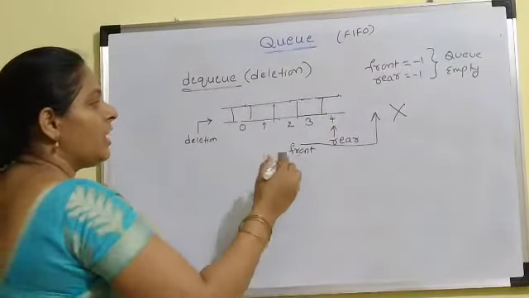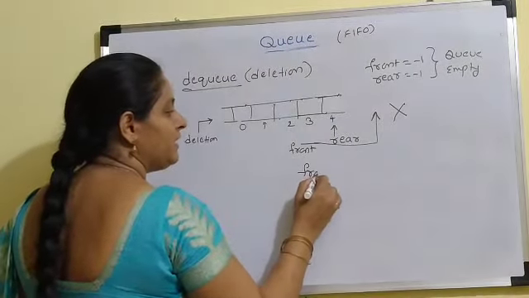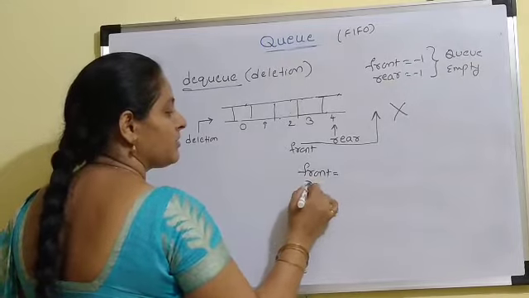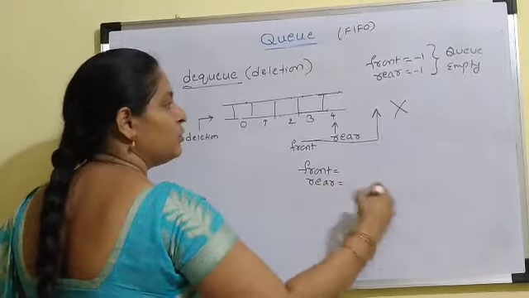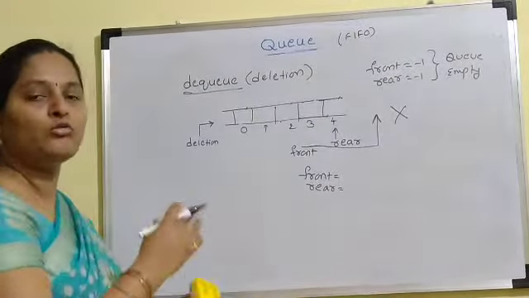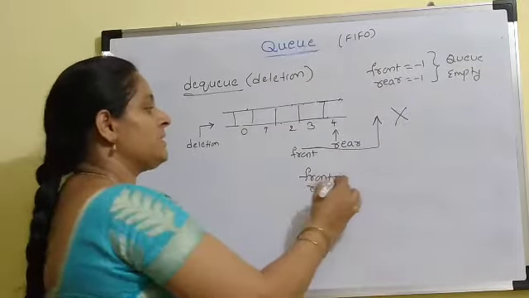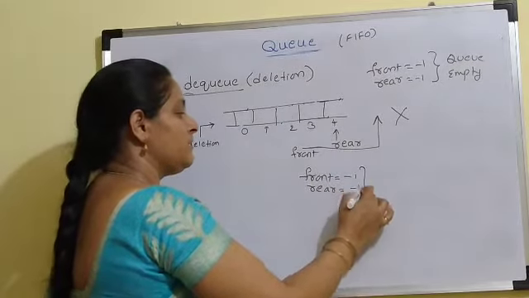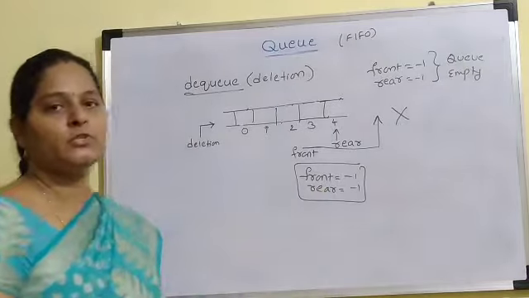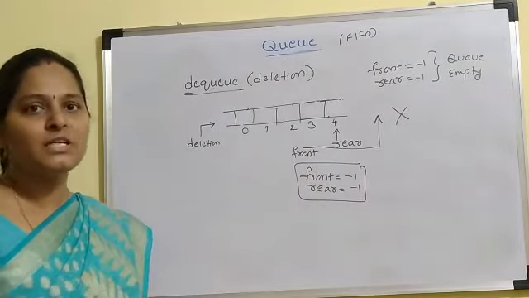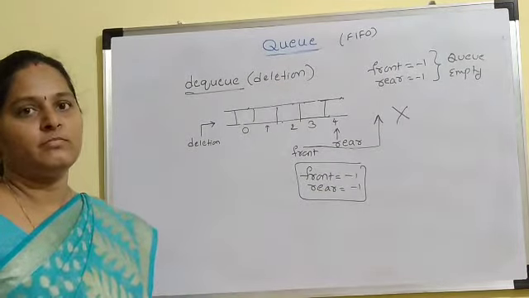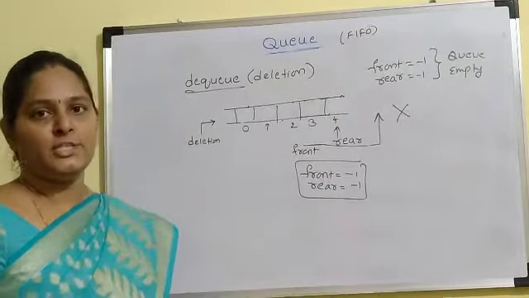Automatically the front and rear both become out of range. So in that case, we need to set both front and rear pointers to -1 to show the queue as empty. So this is about the deletion operation.